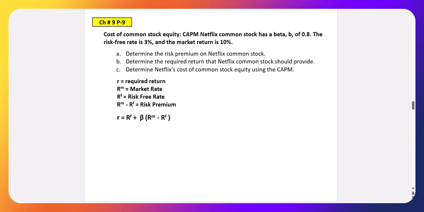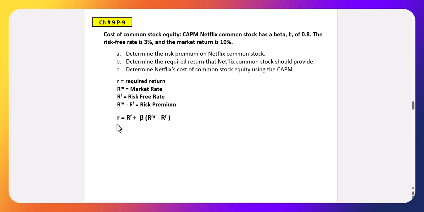Problem 9. The cost of common stock equity, we can use CAPM. Netflix common stock has a beta of 0.8. The risk-free rate is 3%, and the market return is 10%. They're asking us to determine the risk premium on Netflix common stock, determine the required rate of return the common stock should provide, and then determine Netflix's cost of common stock equity using the CAPM model.